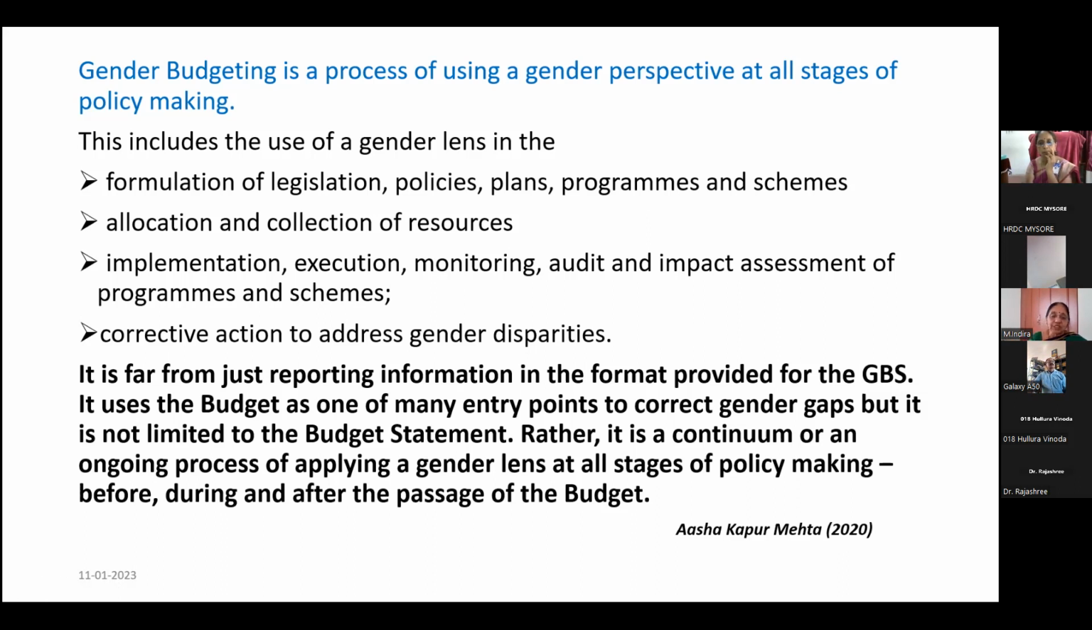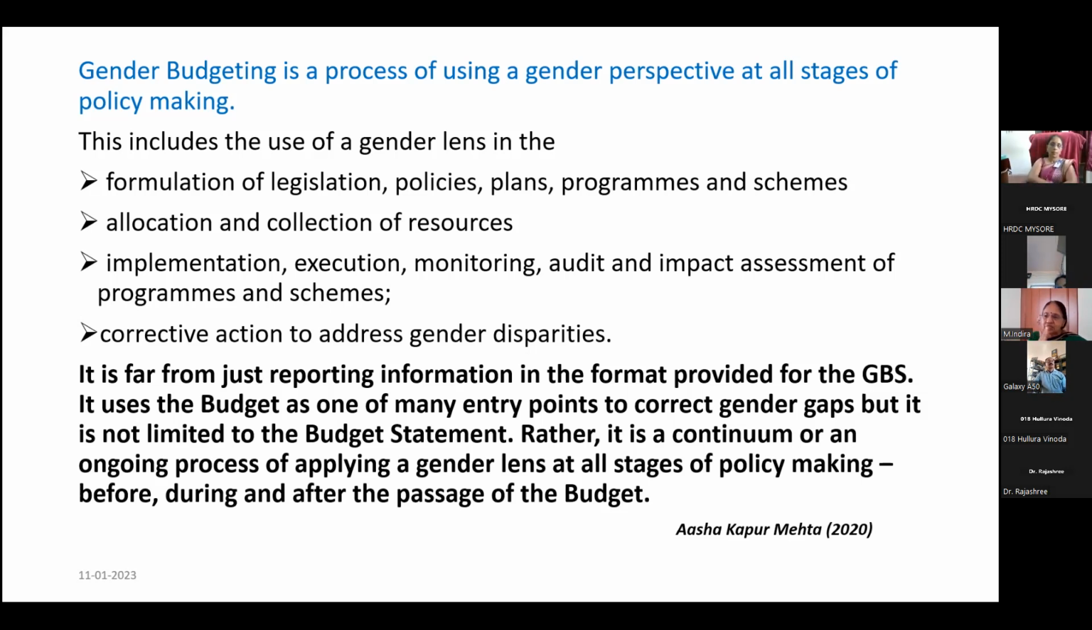It uses the budget as one of the many entry points to correct gender gaps, but it is not limited to the budget statement. Rather, it is a continuum or an ongoing process of applying a gender lens at all stages of policy making, before, during, and after the passage of the budget. So gender budgeting doesn't stop with this year's allocations. It is a continuous process.